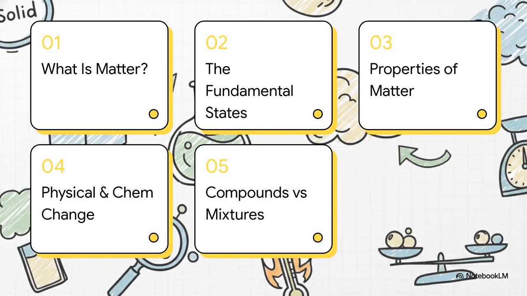Here's our quick roadmap for today's explainer. First, what exactly is matter? Then, we'll hit the 4 fundamental states, look at physical versus chemical properties, dive into physical and chemical changes, and wrap up with compounds versus mixtures.